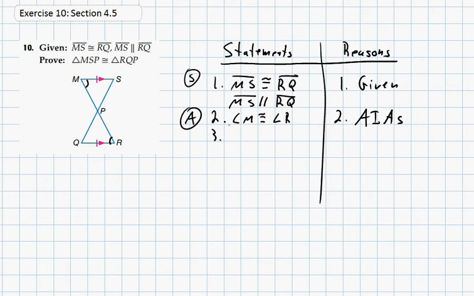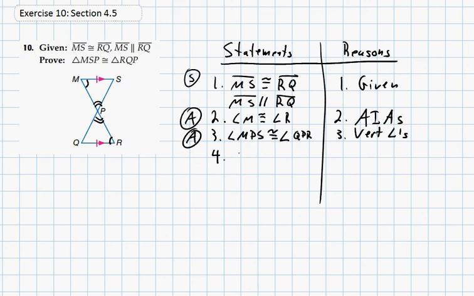The next thing I'm going to do is I'm actually going to use my vertical angles to show that angle MPS is congruent to angle QPR. Notice because they make the X, so therefore they are also congruent. That's my other angle.